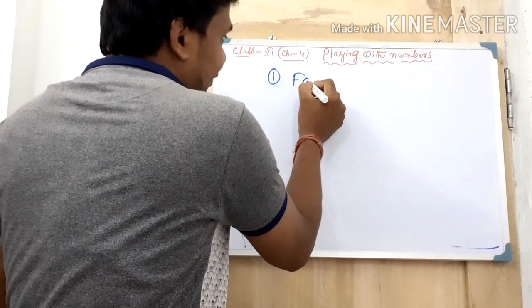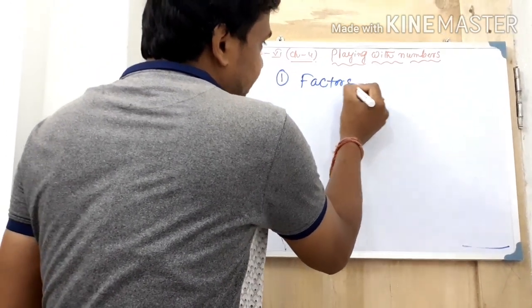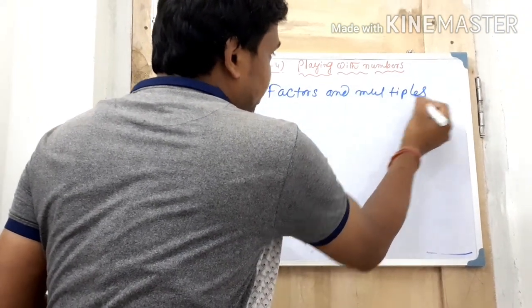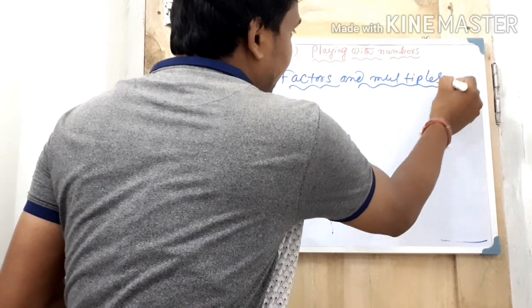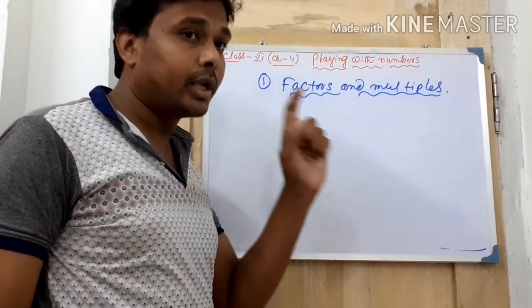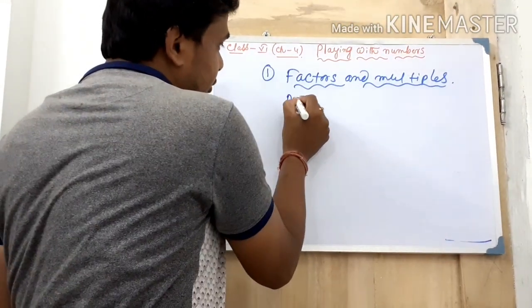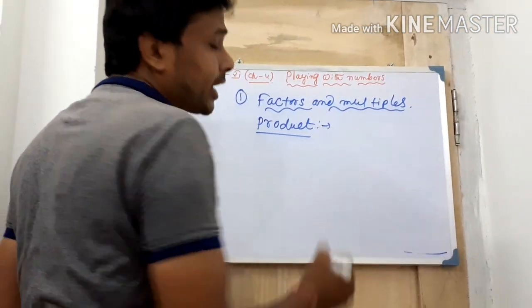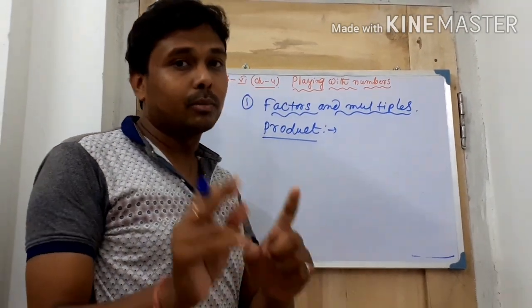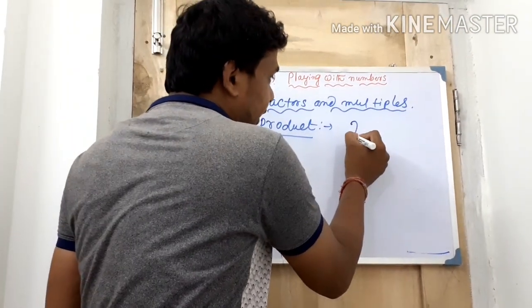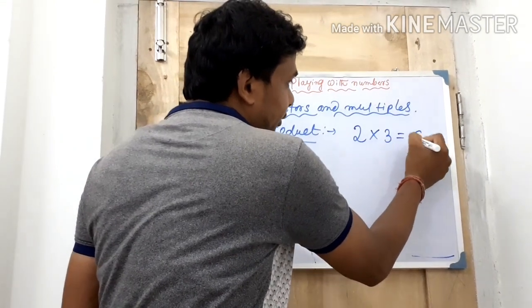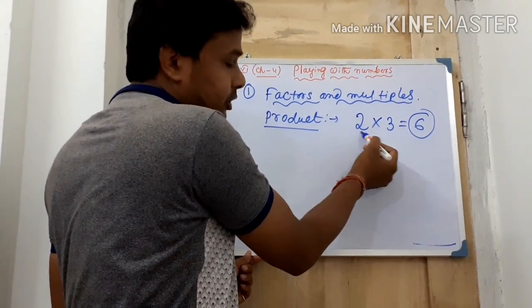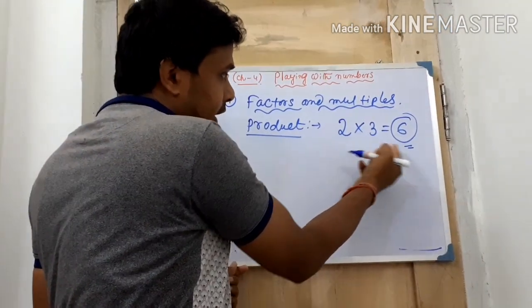So, factors and multiples. What are the factors and what are the multiples? Before that, we have to start with a simple term that is called product. So what is actually a product? Product is nothing else, it is the result of multiplication. Suppose you take 2 digits, 2 and 3, then you will get 6. So 6 is the result of the multiplication of these. So 6 is the product of these 2.